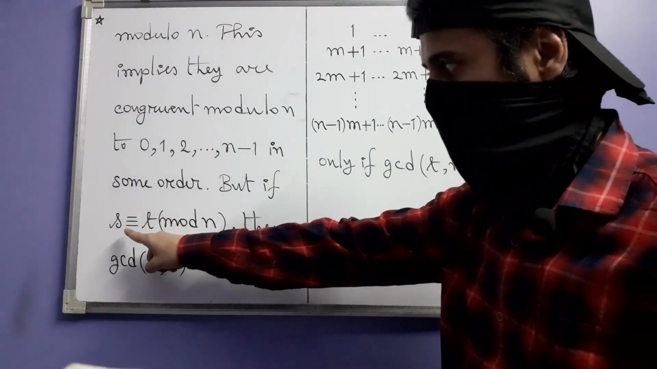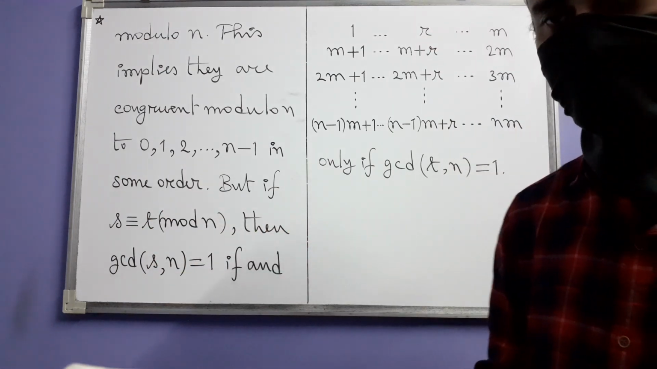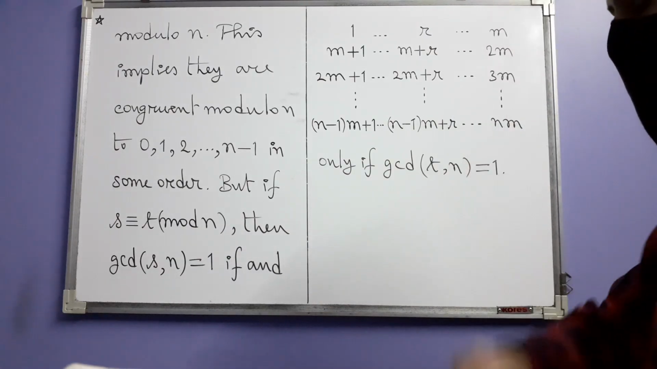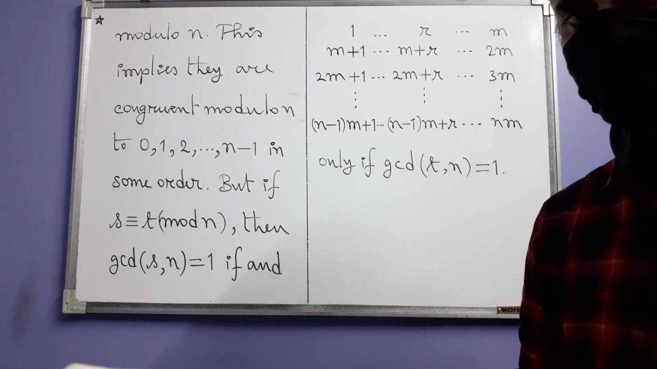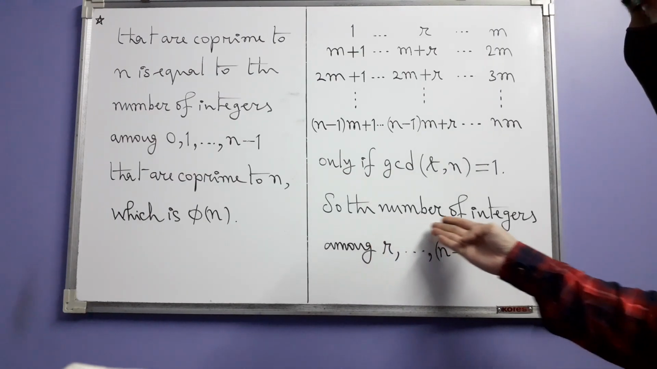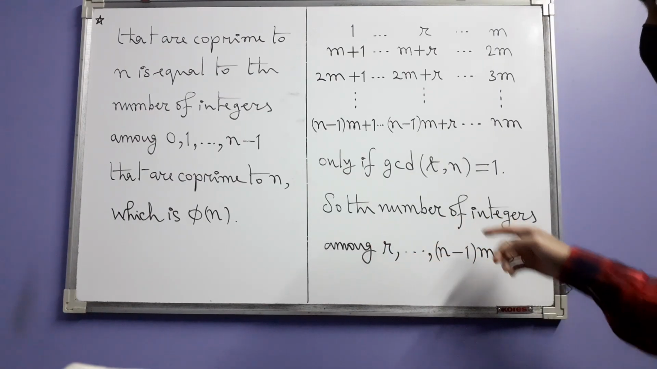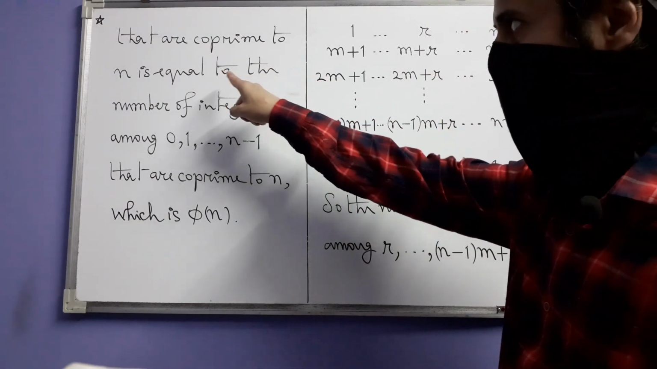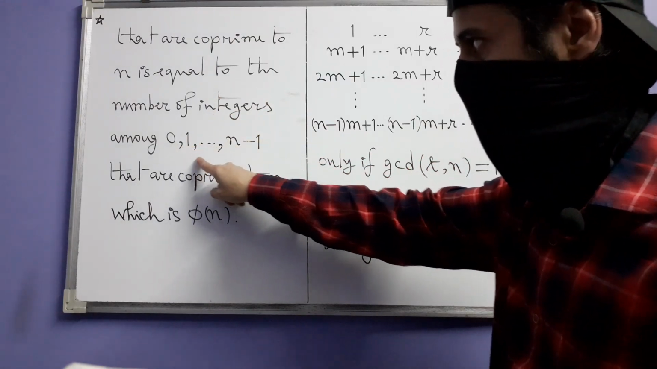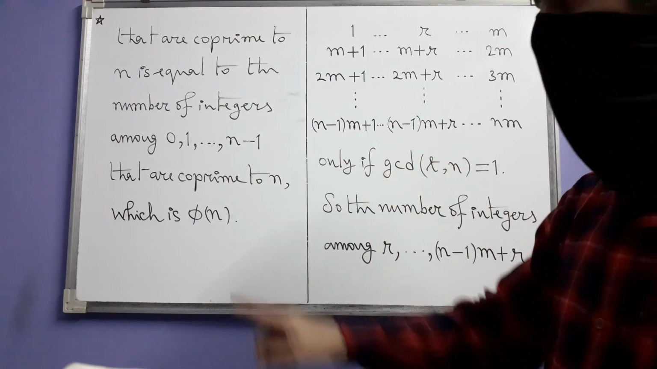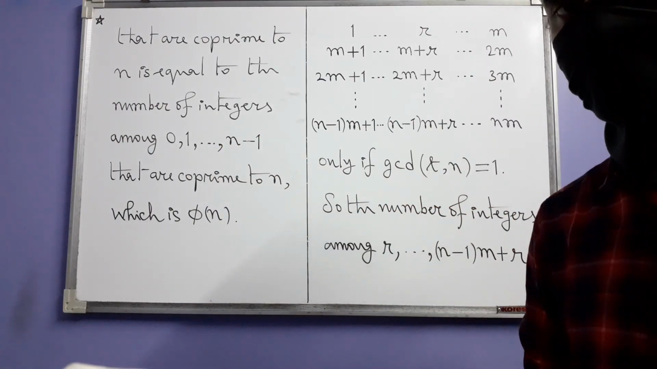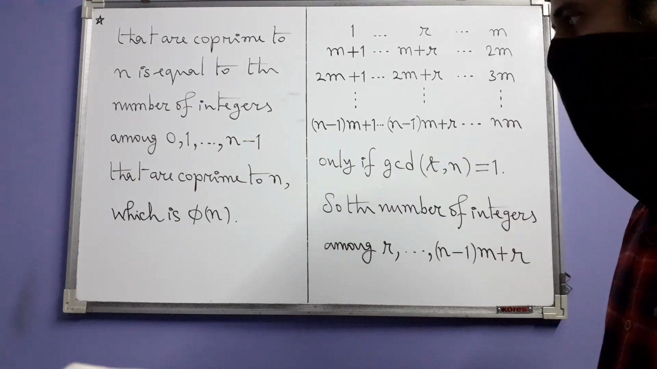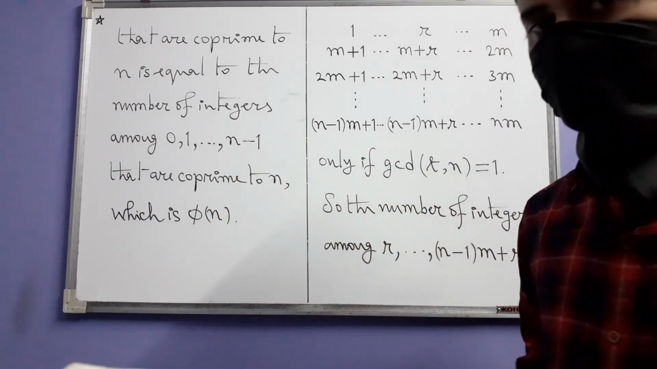But if s and t are two integers congruent to each other modulo n, then s and n are coprime if and only if t and n are coprime. So what does it all mean? It means this. So the number of integers among these, that means among the integers in the rth column that are coprime to n, is equal to the number of integers among the first n minus 1 non-negative integers that are coprime to n, because these are congruent to this modulo n in some order. And this number is phi of n.